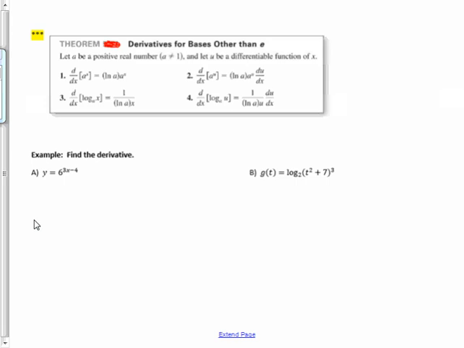Okay, so in the last lesson we looked at derivatives of the natural exponential function, where we had e to the x and we looked at integrating it. Now we're going to look at what about bases other than e. So I gave you a few notes.